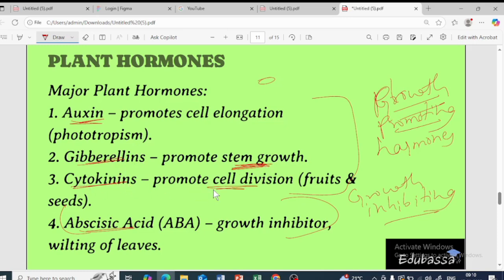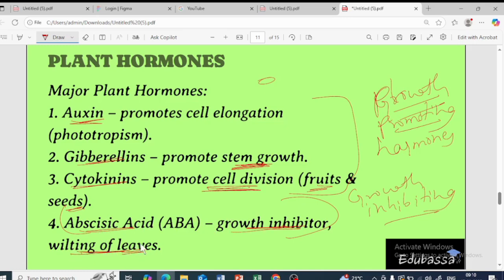Cytokinin, which helps for the division. So when there is cell division, obviously there is growth of the plant, mainly in the fruit as well as seed region. And abscisic acid, obviously we have told what it is: a growth inhibitor. It helps for the wilting of the leaves.